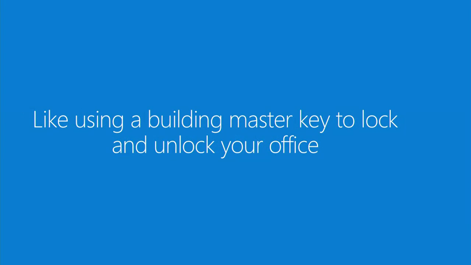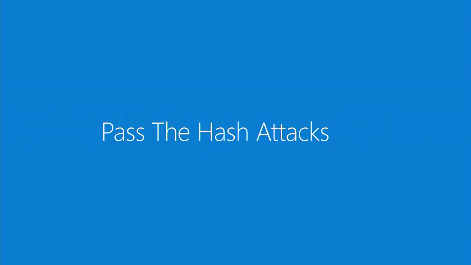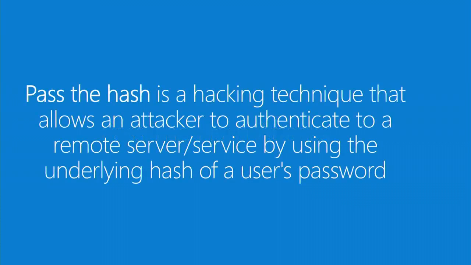Now, why is this a problem? Well, it's like using a building master key to unlock your office. Why is it really important not to do this? Well, who here's heard of a pass the hash attack? Good. Okay, so pass the hash attack, for those of you who haven't heard of it, is an attack that you can run against a local computer. You extract the password hash of an account. Then you can use that in a replay attack against another computer and then get access to that computer and then spider your way across the network.